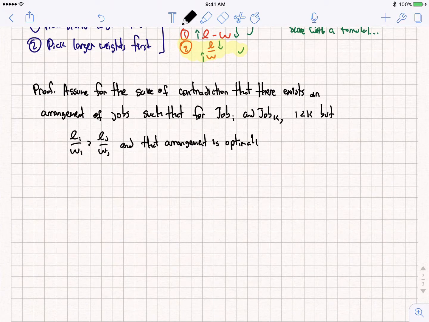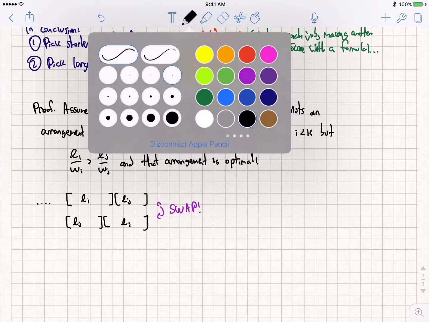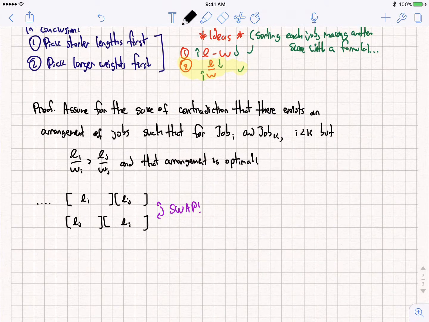So essentially what we have is some jobs, then a job of length I, then a job of length J. In the other case, we would have a job of length J, then a job of length I. Now ignore the lengths that I put here in the diagram, that's not what's important. But the difference is, let's pretend that we're swapping them. Swap. So the idea is we're going to want to show that if we swap these two, we're actually going to derive a better result.